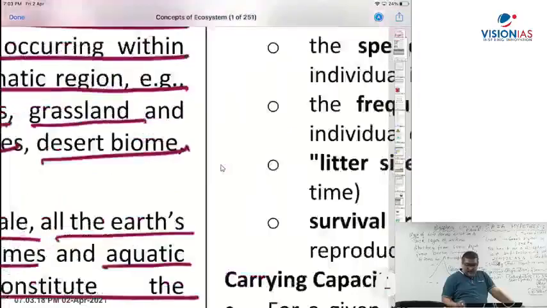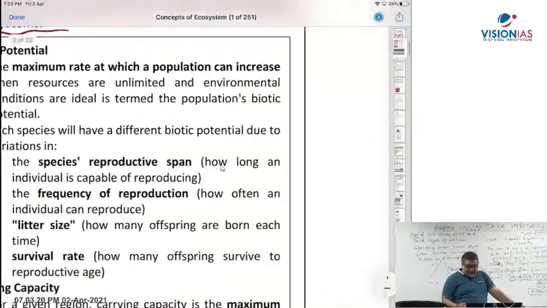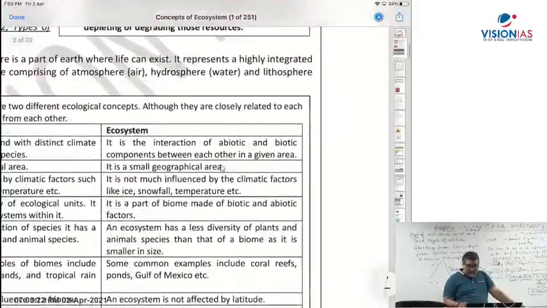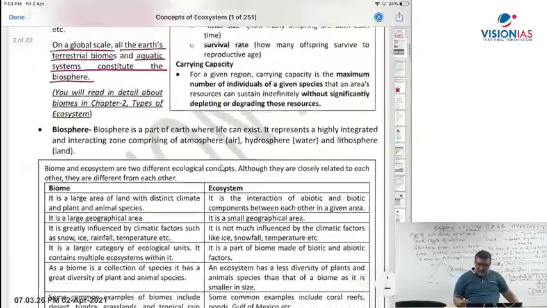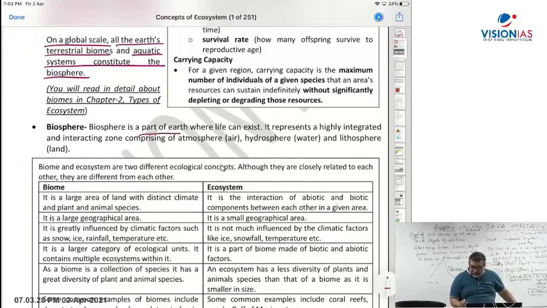We will be seeing all this detailed part later on, right? And here then comes the biosphere definition. What is a biosphere? A biosphere is a part of the Earth where life can exist.